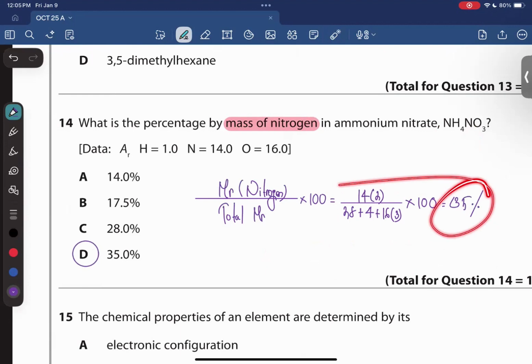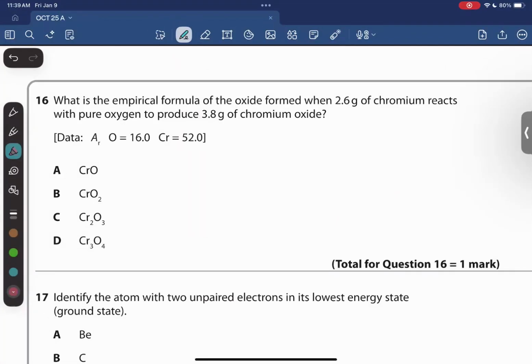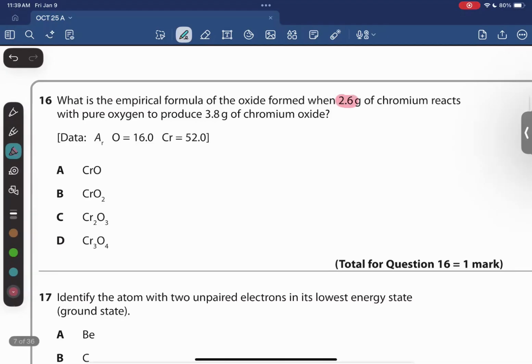Moving on to the next question. The chemical properties of an element is determined by what? So chemical properties, right? Obviously the number of electrons, and hence the answer is going to be electronic configuration. So in question number 16, it says, what is the empirical formula of the oxide formed when 2.6 gram of chromium reacts with pure oxygen to form 3.8 grams of chromium oxide?